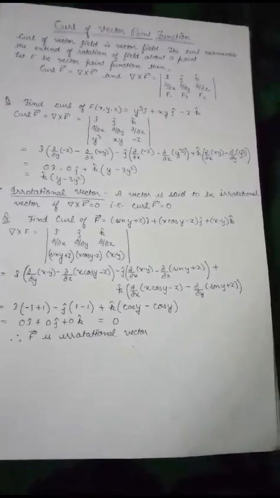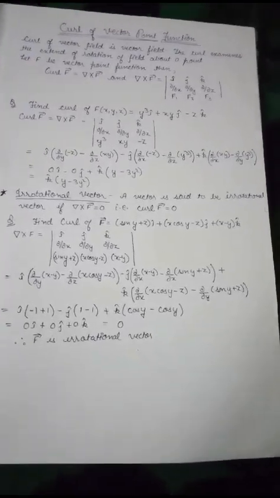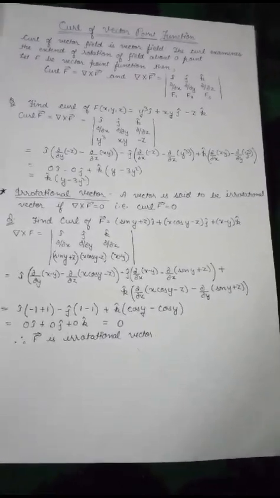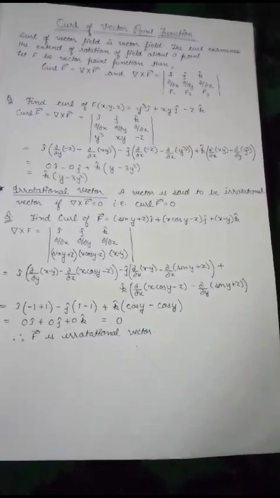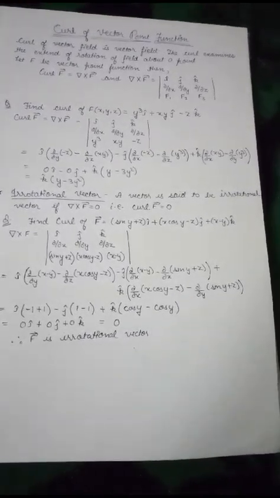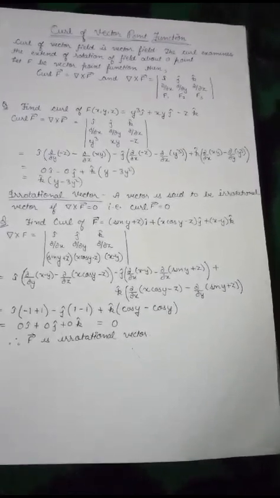I finished the topics of gradient and divergence, and now I'm starting with the curl. So first, what is curl? What does this actually mean? The curl of a vector field is a vector field. The curl examines the extent of rotation of a field about a point. So what does this mean?